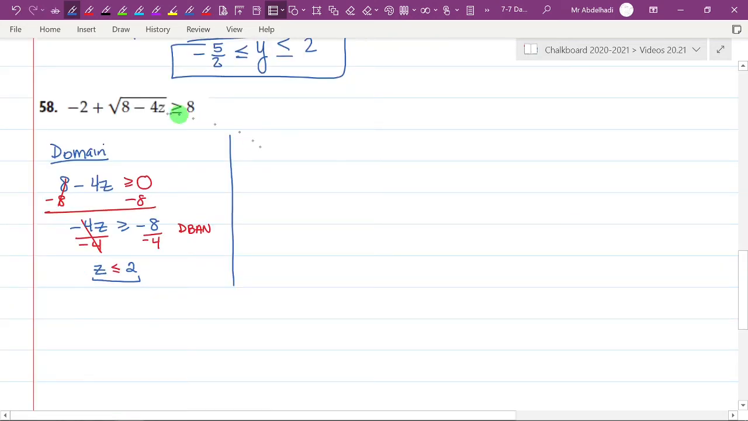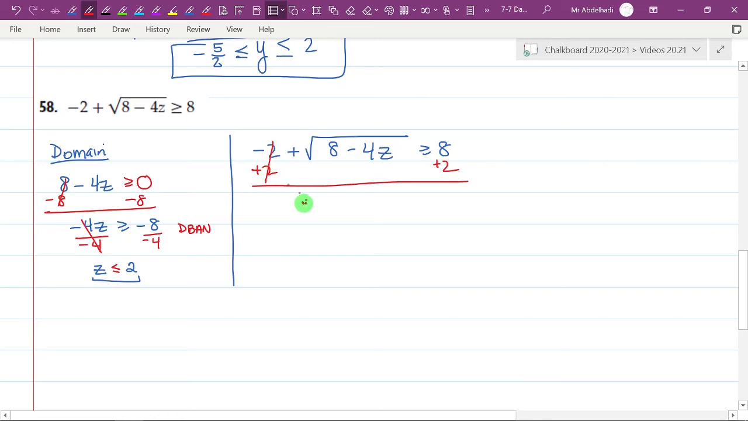Okay, let's now focus on solving the inequality. So let's write down the inequality. And we need to get rid of this 2 here, so we'll add 2 to both sides. Now we have the radical greater than or equal to 10.